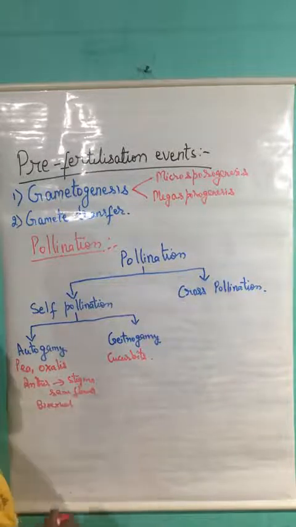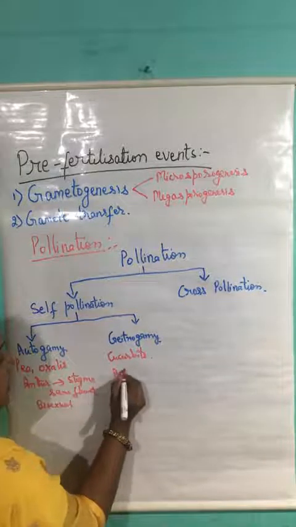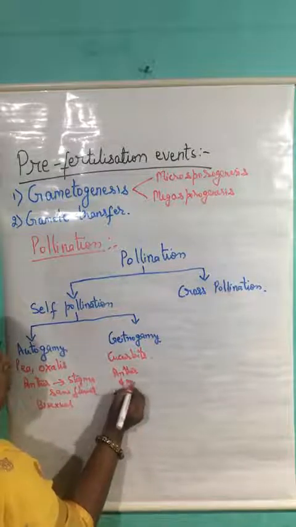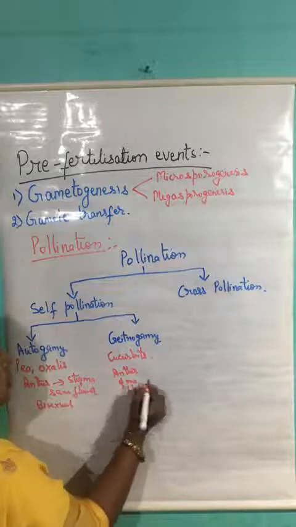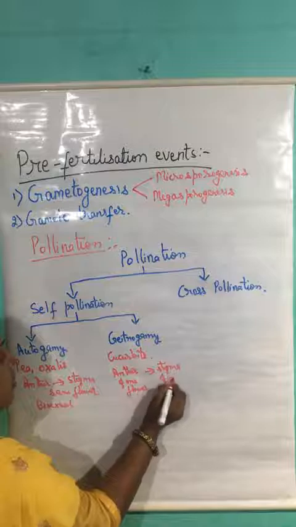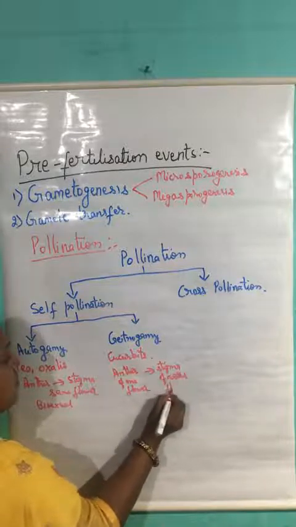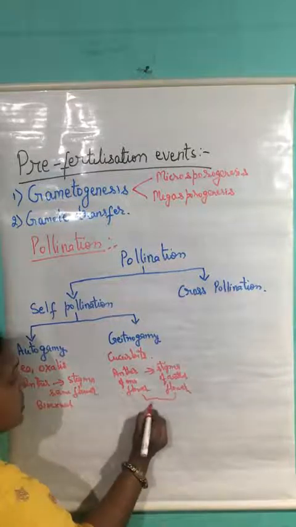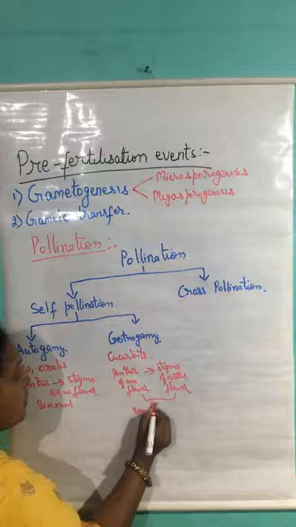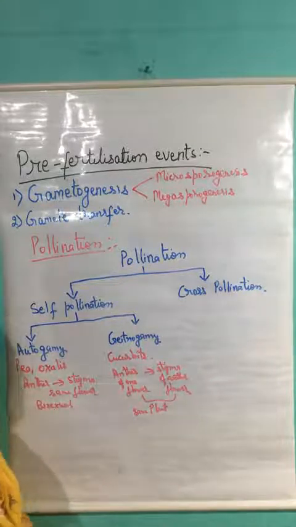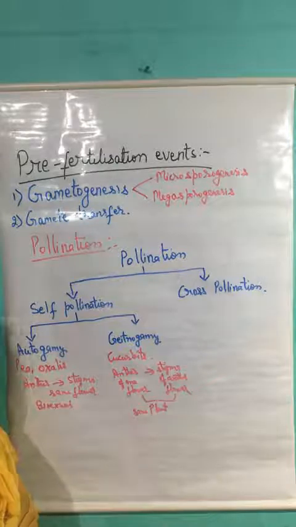But in geitonogamy, the transfer of the pollen grain takes place from the anther of one flower to the stigma of another flower, but both the flowers remain on the same plant. So this type of pollination is known as the geitonogamous type of pollination.